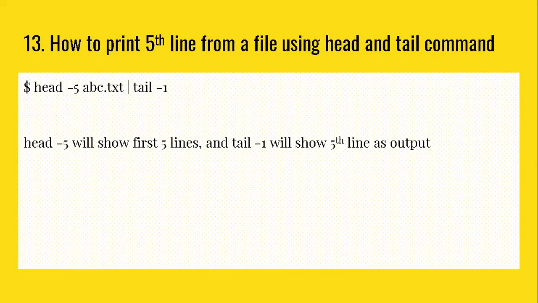So how to print the fifth line from a file using the head and tail command? You can simply mention head -5 abc.txt and tail -1. So head -5 will show the first 5 lines and tail -1 will show the fifth line as output. Let me show you.